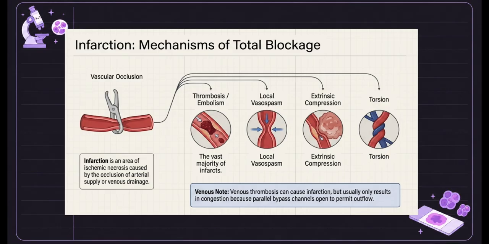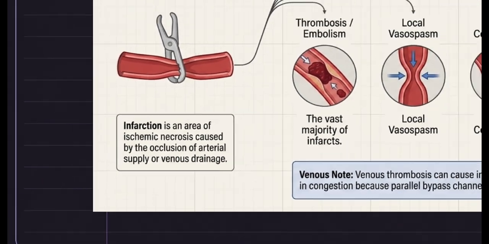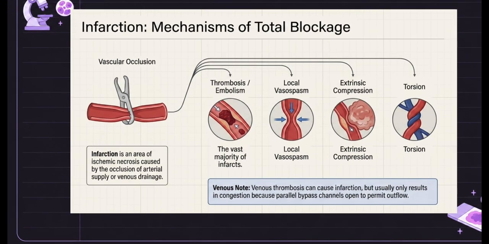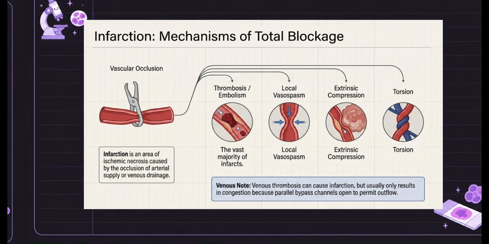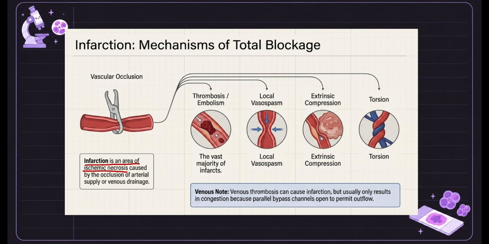This is the ultimate consequence of our continuous cascade. We've reached total vessel blockade. We've arrived at irreversible tissue death. An infarction is simply an area of ischemic necrosis. This means the living tissue dies because its vital blood supply is totally cut off. The vast majority of all infarcts are caused by simple arterial thrombosis or an embolism.